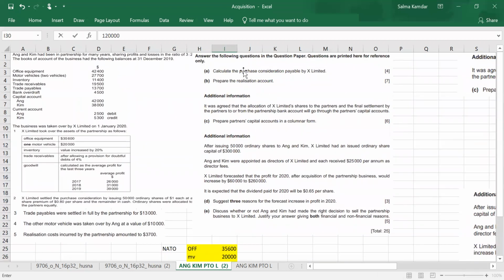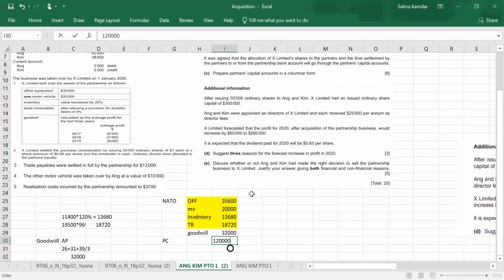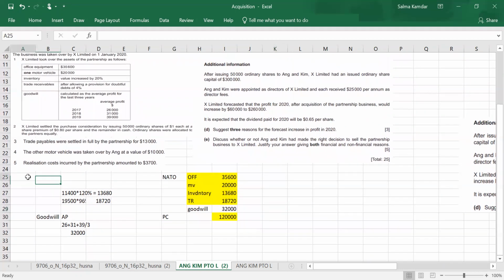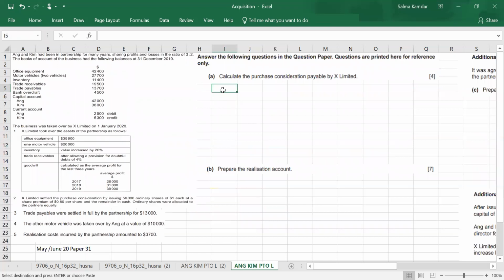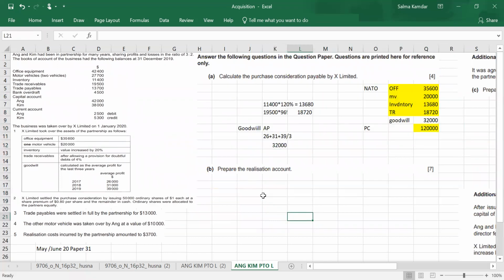What is the first question they have asked you to calculate? They have asked you to calculate the purchase consideration payable by X Limited. So we already calculated this is the purchase consideration that is payable by X Limited. Let's go to the next one.